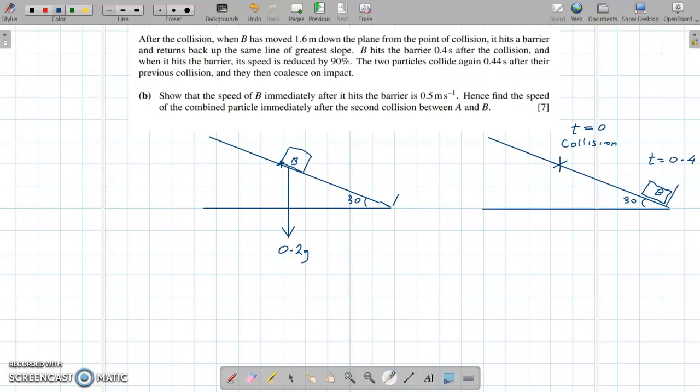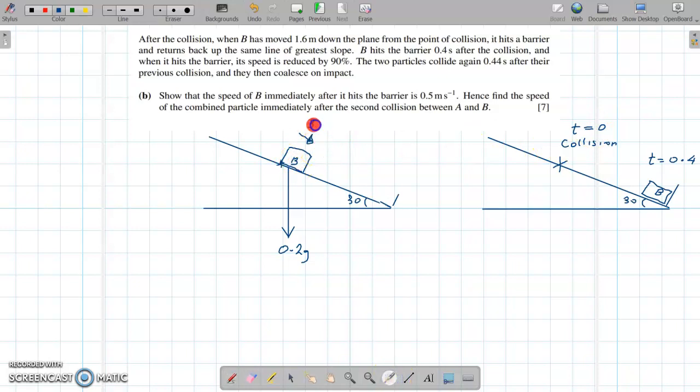Okay, I've drawn some diagrams here. The first bit, show that the speed of B immediately after it hits the barrier is 0.5 meters per second. So just concentrate on this. We're interested in when B hits the barrier, and it hits the barrier at 0.4 seconds. It hits the barrier 0.4 seconds after the collision. So this is at the collision. So at this point t is 0.